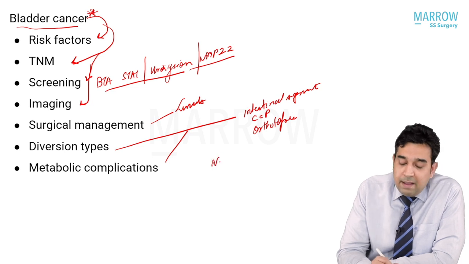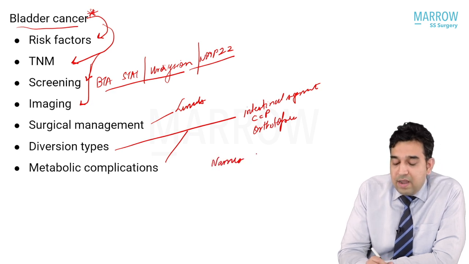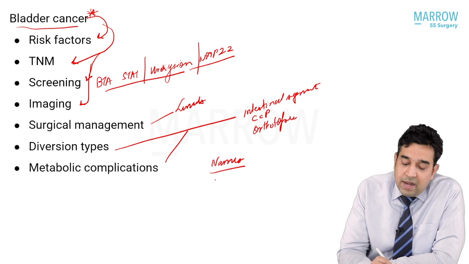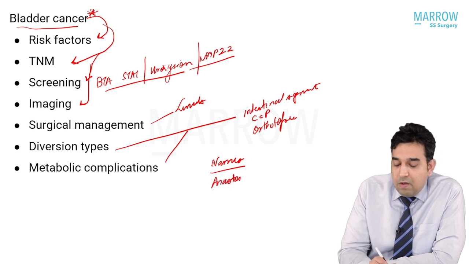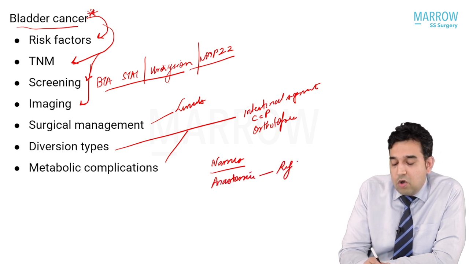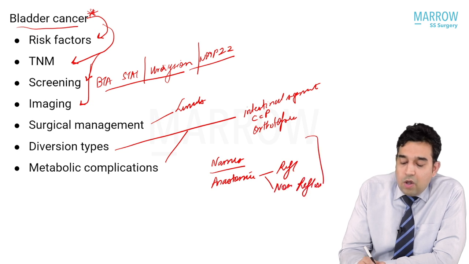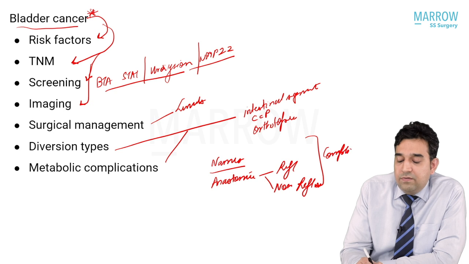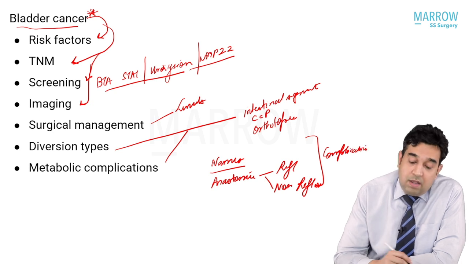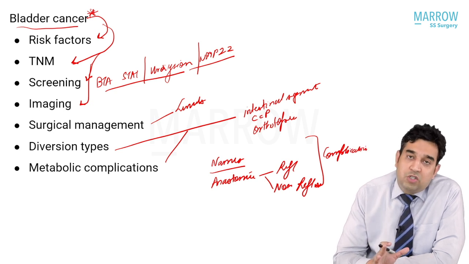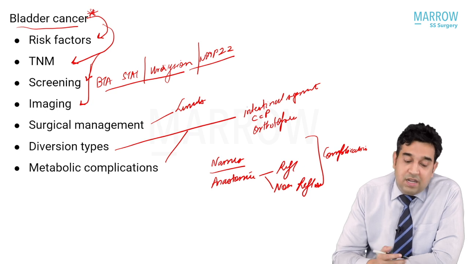And we should know the names of these pouches and diversions, and also the anastomosis type, which of them is refluxing, which is non-refluxing, and what are the advantages, what are the complications of each of them, which is highest in what. So all these kind of things we should know, make a chart, and again keep revising it more and more.